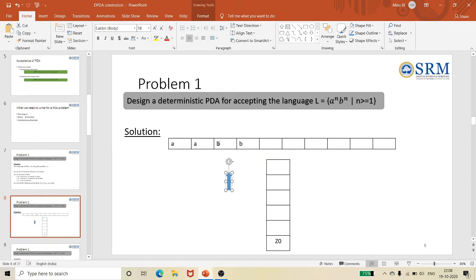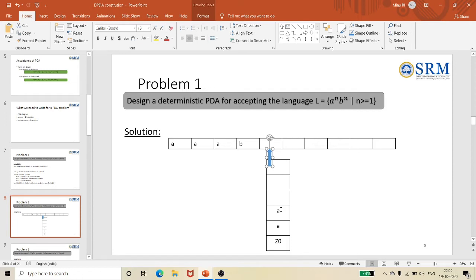If, for example, I have a wrong string like triple A's and one B, what happens? First, when I am reading A, I will be pushing it into the stack. For the next A, I will be pushing into the stack. For the next A, I will be pushing that A into the stack. Then by seeing a B, I will be popping a single A. Then in my tape there is no input, but the top of the stack is A. It means that this string is not acceptable by the PDA. Okay, this is the basic idea.